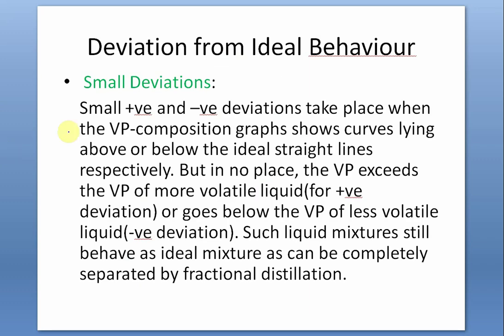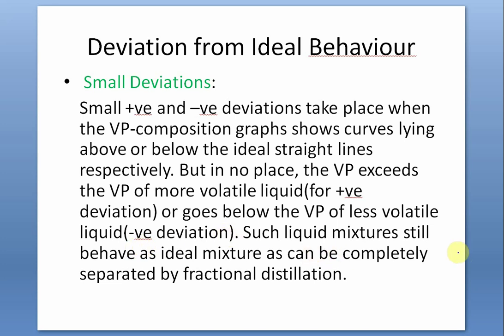Small deviation, you forget. Small positive and negative deviations take place when vapor pressure composition graphs show curves lying either above the linear graphs or below the straight line graphs respectively. If above, it is positive deviation. If below, it is negative deviation in the vapor pressure graph. But in no place does the vapor pressure exceed the vapor pressure of the more volatile liquid, that is for positive deviation, and in no range of composition does the total pressure go below the vapor pressure of the less volatile liquid, that is for negative deviation.